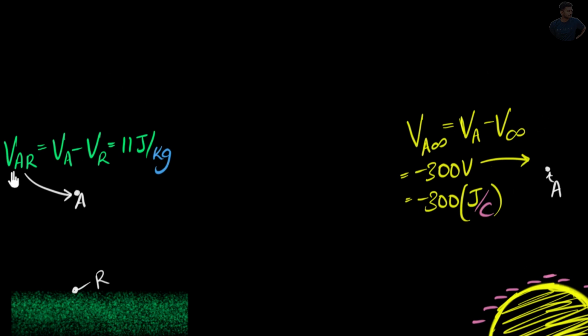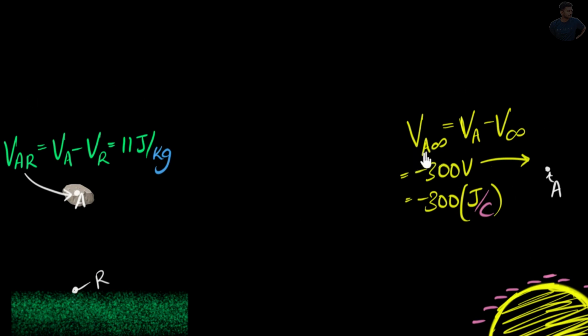In gravity, if I say the potential at a point A with respect to some reference is 11 joules per kilogram, it means if I were to keep a kilogram of rock at that point, it would have 11 joules more potential energy compared to how much it would have at this reference point. Over here, it's the ground. And the same thing applies here.